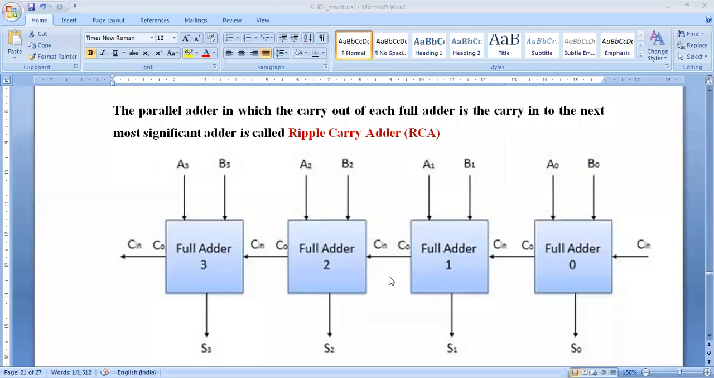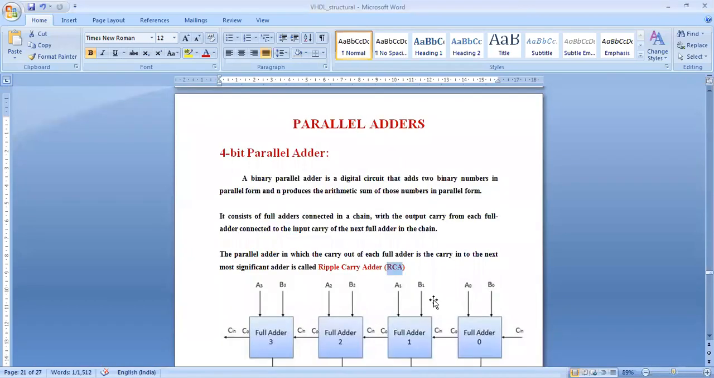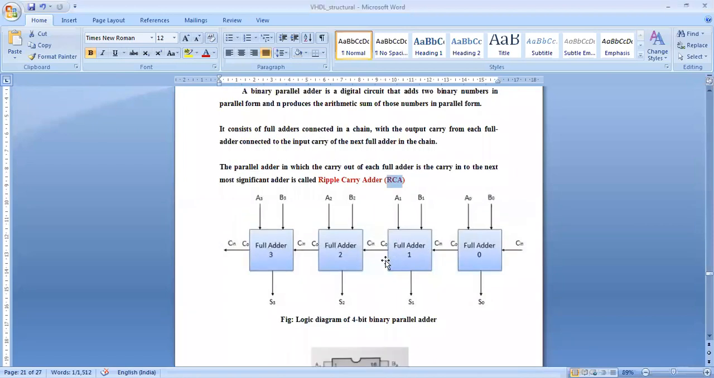Now we want to write the VHDL code for this RCA, the ripple carry adder. So let us consider the 4-bit ripple carry adder.